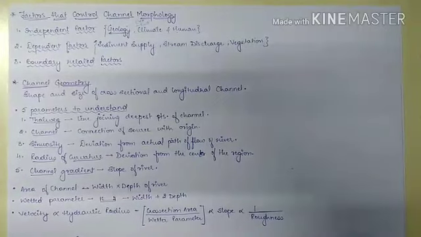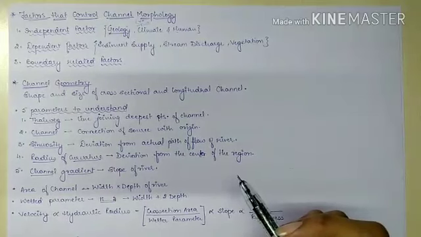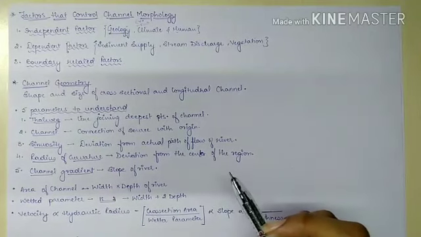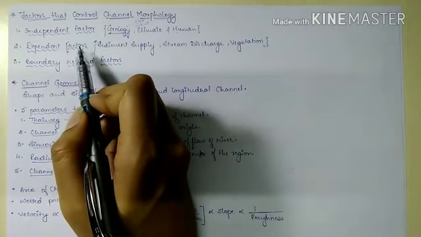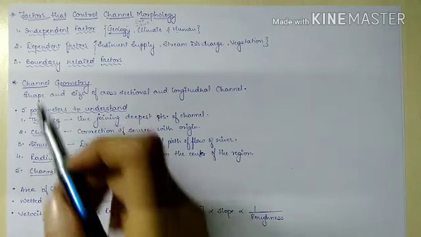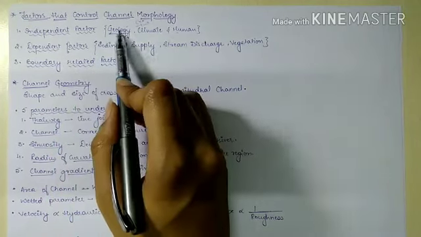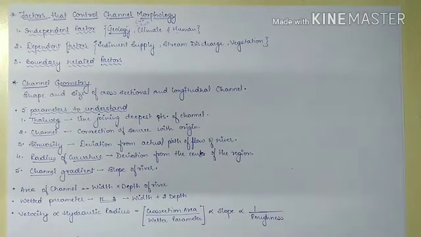And here we can include time also as another additional independent factor. Okay, now next is dependent factor. Dependent factors are those variables that respond or adjust to the independent conditions. They adjust according to independent conditions. Now channel morphology is the result of combined influence of these dependent landscape variables.